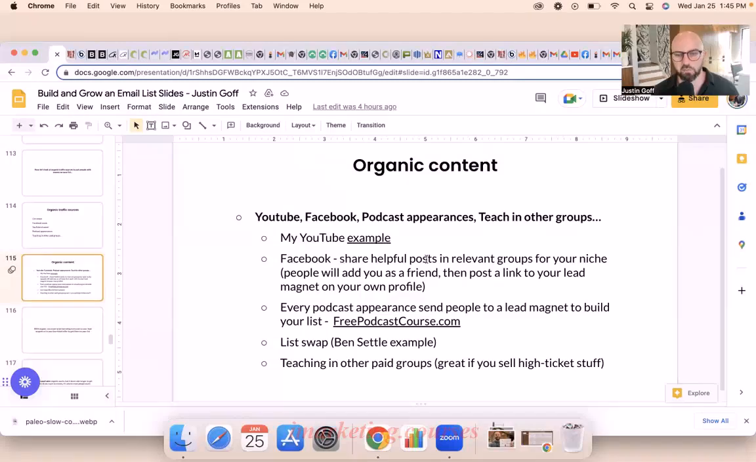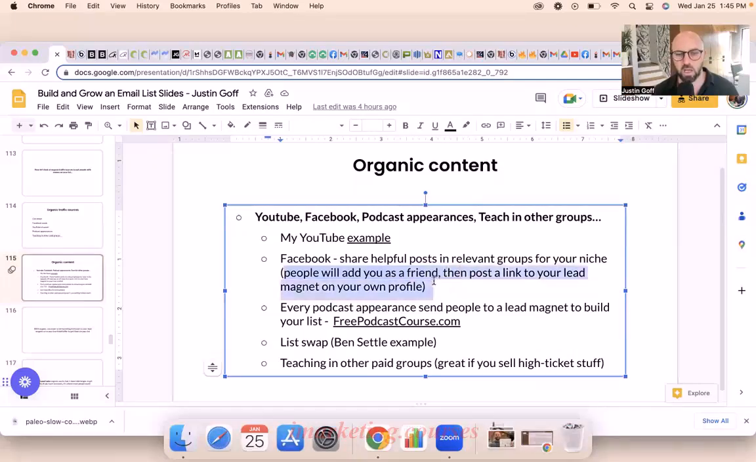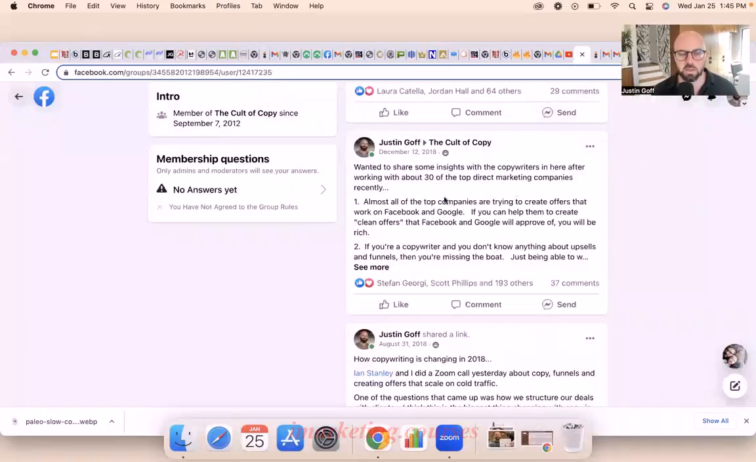Facebook. So sharing helpful posts in relevant groups for your niche. And then a lot of people will add you as a friend, and you could post a link to your own lead magnet on your profile. So I'll show you how I used to do this.